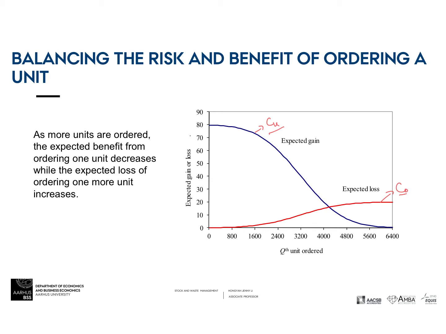When you order more and more units, you have a higher and higher probability of having leftover inventory. Of course, if you order fewer units, you will have higher lost sales. So when you move to the left-hand side, you have higher lost sales. When your order quantity moves to the right-hand side, you have a higher leftover cost.